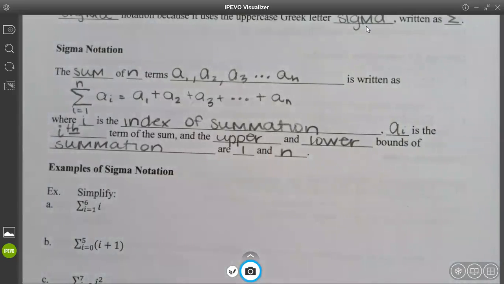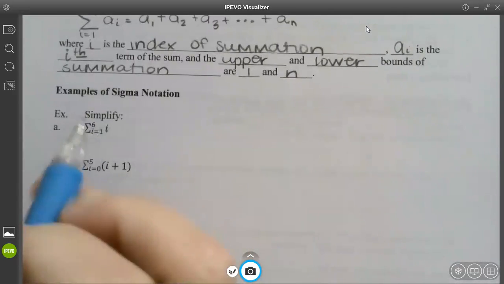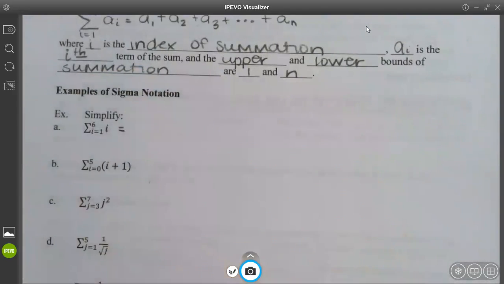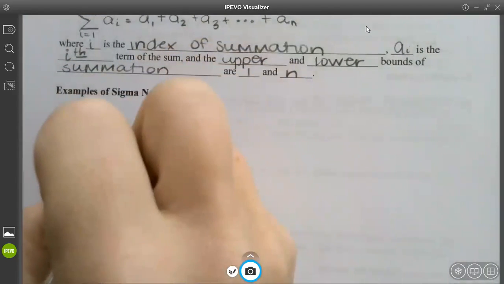Okay. All right, so examples of sigma notation. It says simplify. We're going to go from 1 to 6, and we're just plugging in for i. So i is your function. There is no function except for your variable or your number. So we would do 1.